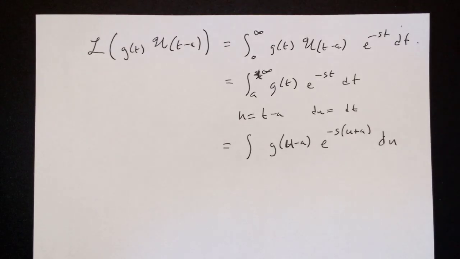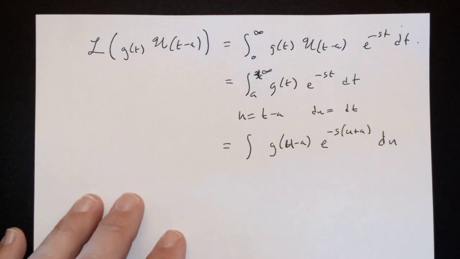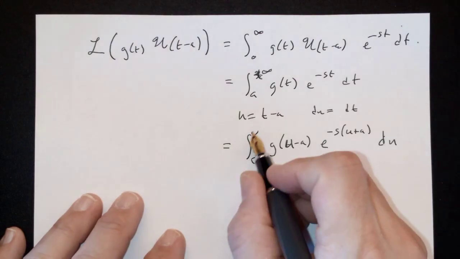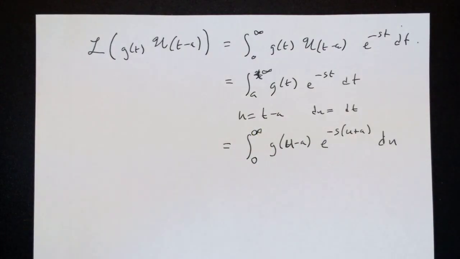That's a Laplace transform. But it's the Laplace transform of, oh, wait a second. What happens? This is going now from 0 to infinity. That's a regular Laplace transform, isn't it? It's just been shifted the wrong way.